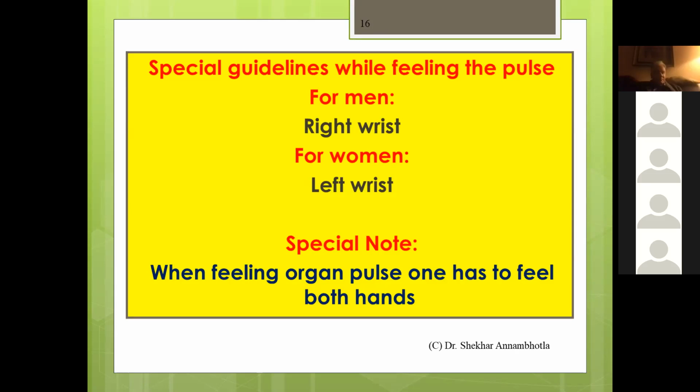Special note: when you are feeling the pulse of the organs, one has to feel both hands, because some of the organs are on the right side and some are on the left side. So you have to understand the concepts of feeling the pulse on both sides.